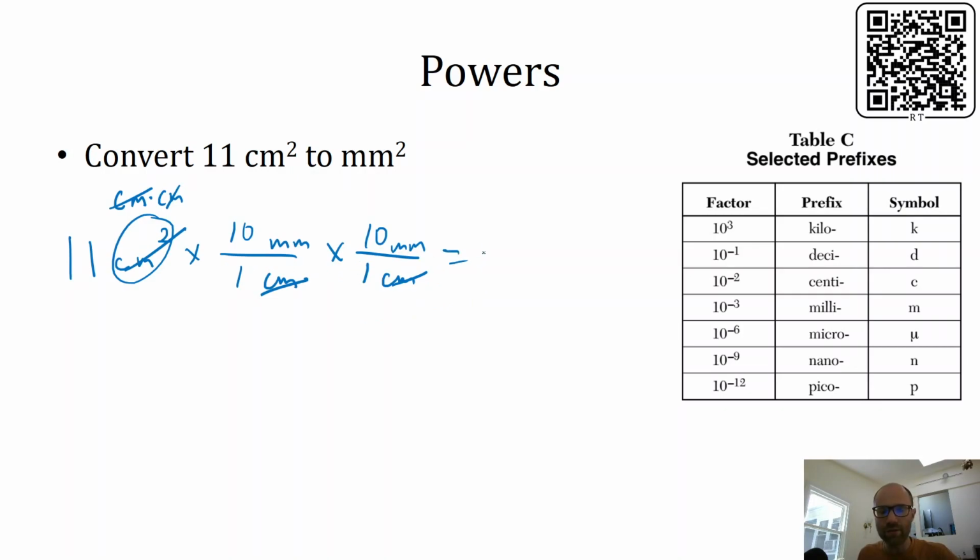Then doing your math across, you should get 1,100 square millimeters, because again, we've got millimeters times millimeters. That might seem a little odd when you've got 11 square centimeters, that 1,100 square millimeters would fit inside that. But do remember that since it's in two dimensions, it's 10 times 10, and that's 100 per square centimeter.